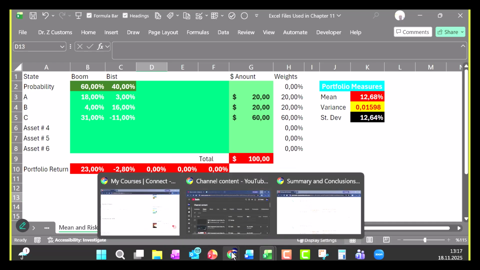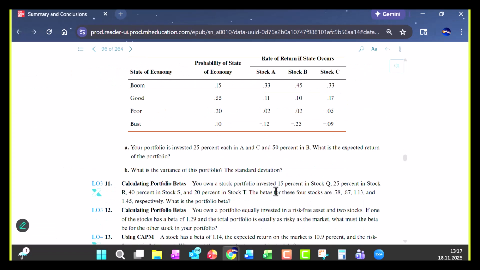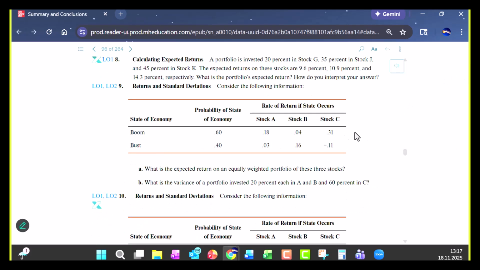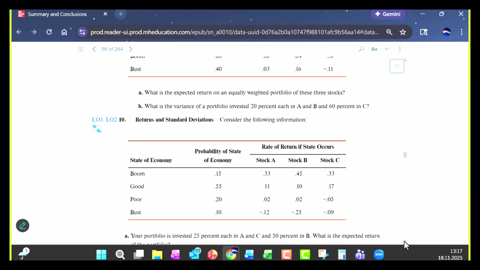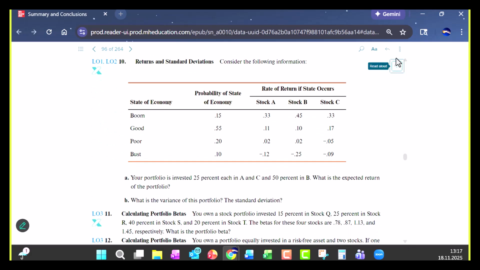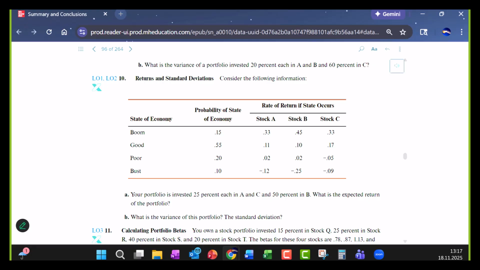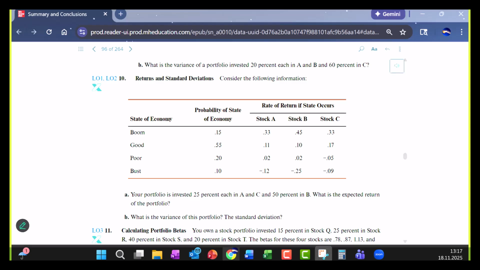Do you want me to do another problem like this? How about this? Let's do this one. Copy. And, yeah. Yeah.